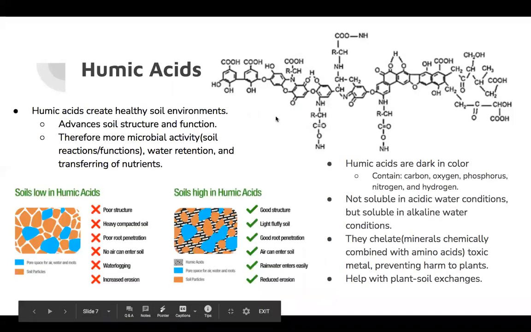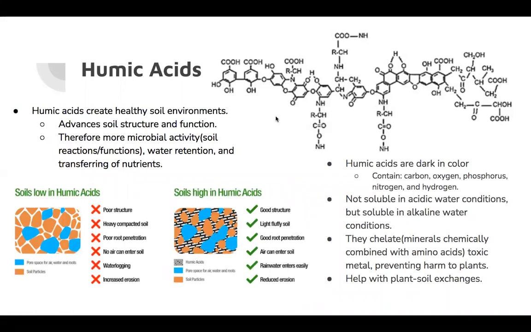So here we have humic acids, and it creates a very healthy soil environment. Soils with high humic acid amount have good structure. It's light, fluffy, and good for root penetration. It contains a lot of oxygen, and there's reduced erosion. And there's increased microbial activity, water retention, and transferring of nutrients.